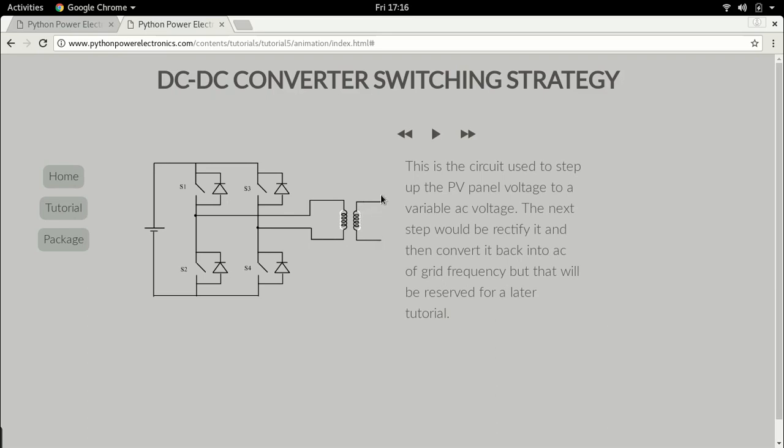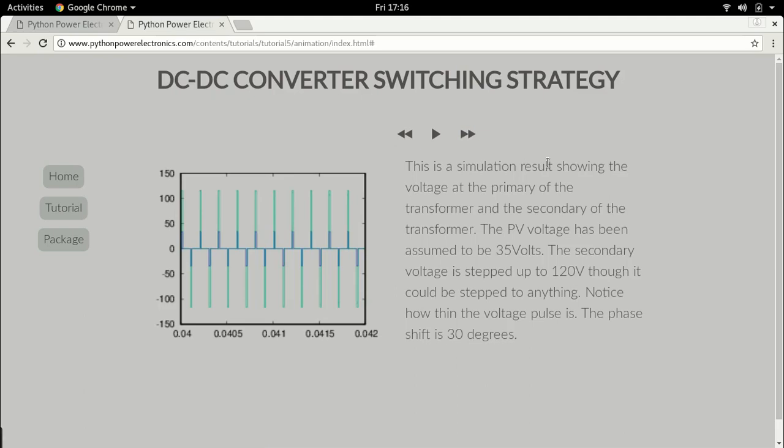Beyond this, the high voltage AC that is produced will be rectified by a diode rectifier, and then there will be an inverter. I'll talk about this in another tutorial. But for now, I'll show you some simulation results. As I said before, we can change the AC voltage by changing the pulse width. I'll show you some sample simulations.